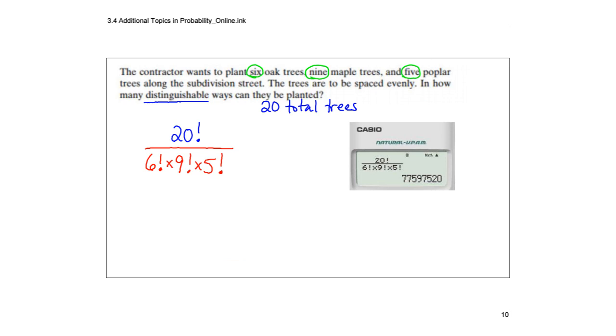All right, one more. The contractor wants to plant 6 oak trees, 9 maple trees, and 5 poplar trees along the subdivision street. The trees are to be spaced evenly, and how many distinguishable ways can they be planted? Okay, so we know on the bottom we've got our 6 oak trees, 9 maple trees, 5 poplar trees. If I add those together, I get the 20 total. That's what goes on top. Put that in your calculator and look at that. That is almost 78 million different ways. That's just crazy.